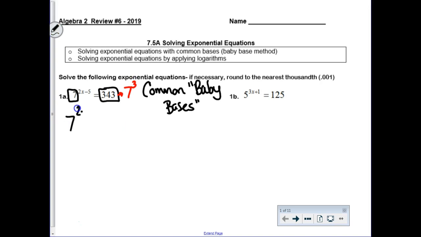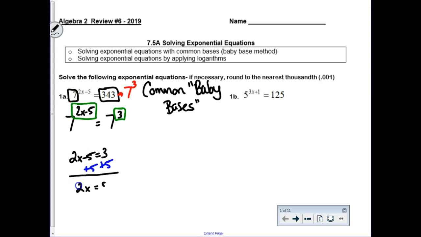You'd say 7 to the 2x minus 5 is the same thing as 7 to the third power. And then because we have the same bases, that means the exponents would have to match for this to be equal. So then you set up your little equation of 2x minus 5 equals 3. Of course, you're going to add 5 to both sides. And then at the very end here, you're going to divide by 2. So 2x equals 8. So x equals 4. So that's a nice way to solve that question.